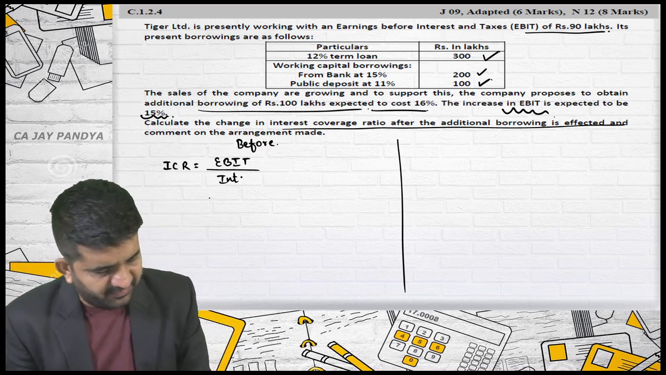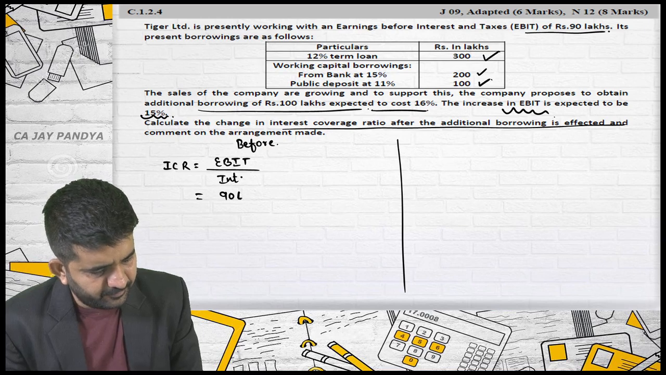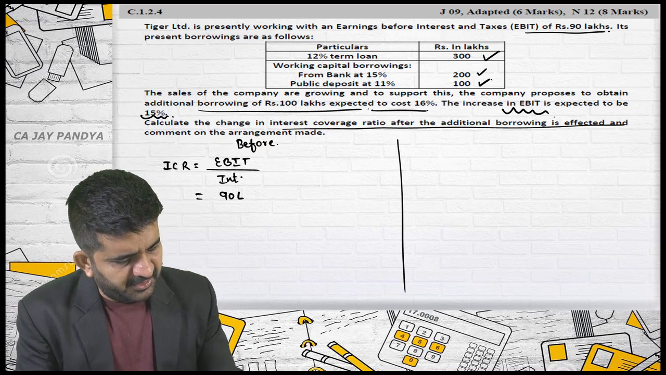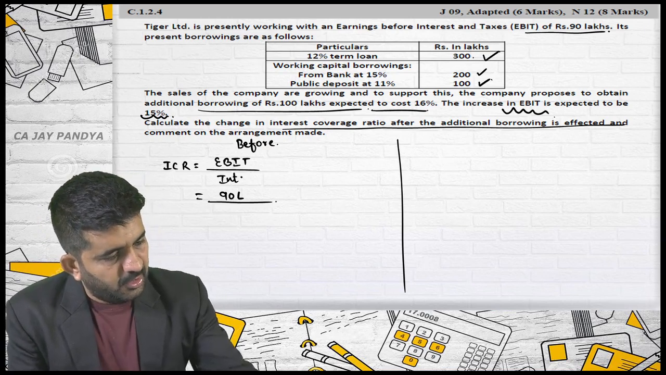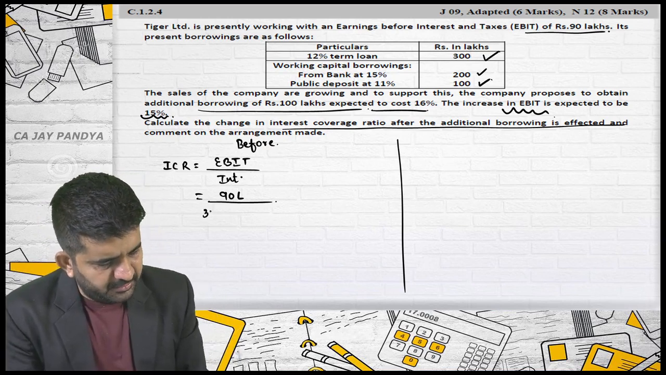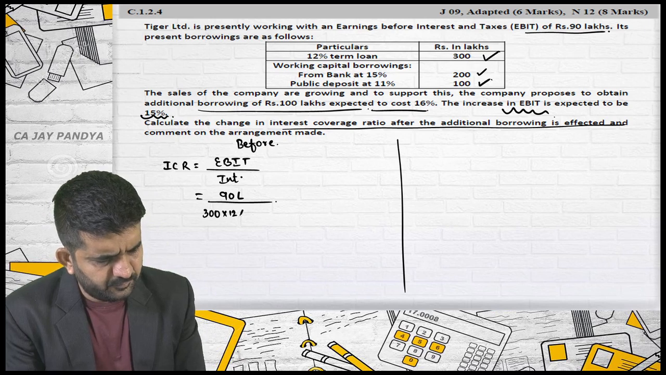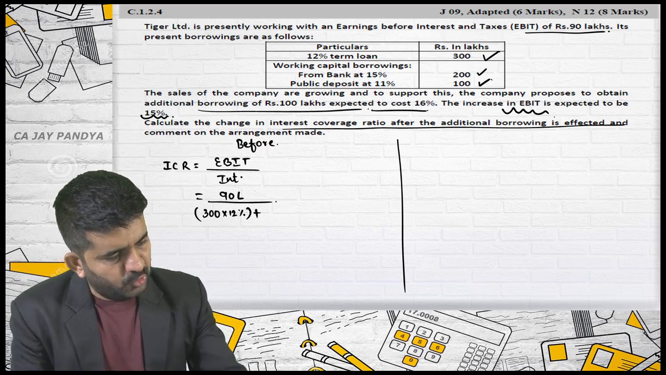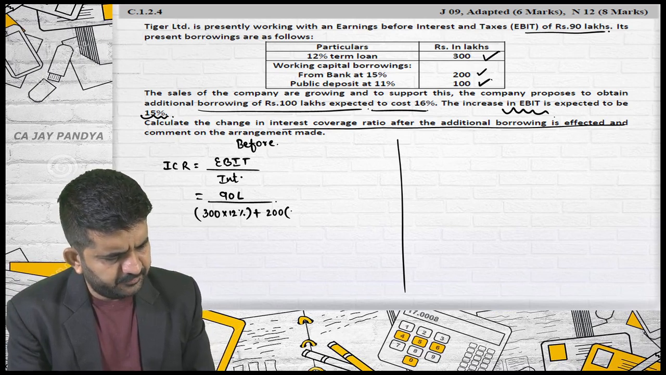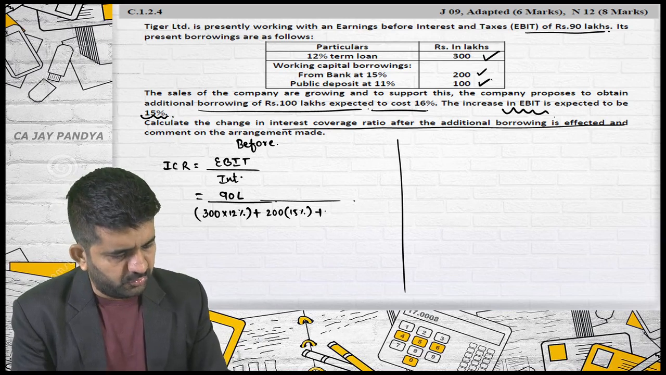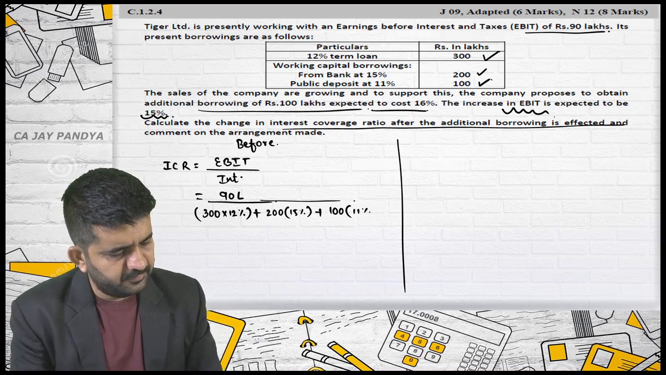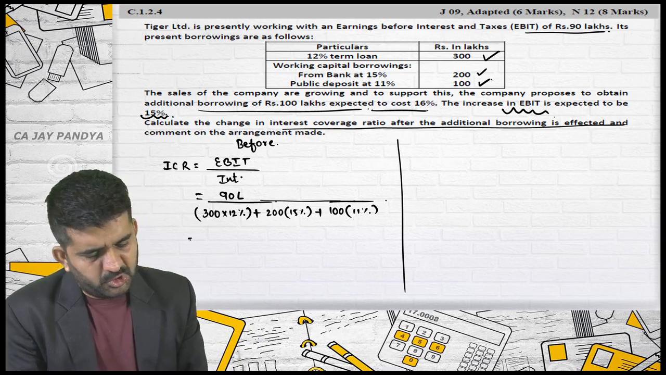EBIT currently is given as 90. I need to find out interest. Interest will be 300 into 12% plus 200 into 15%. You can find it out in a separate working note also, but I am finding it out over here. And 100 into 11%. This will be my total interest.